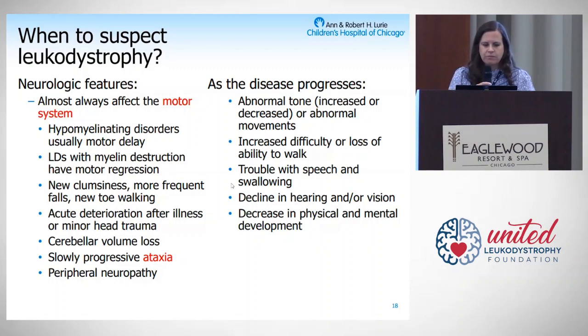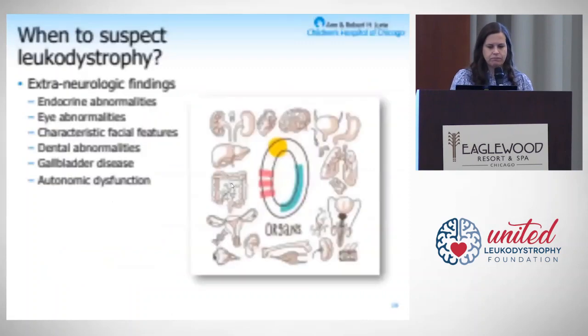And when we talk about motor symptoms, we talk about clumsiness, spasticity, more frequent falls, toe walking. You can have deterioration after illness. The cerebellum, or the back part of the brain that controls balance and coordination, can also be affected, so people can have ataxia. And then we talked a little bit about peripheral neuropathy. And as the disease progresses, people can have abnormal tone, abnormal movements, increased difficulty walking, trouble with speech or swallowing, problems with vision and hearing, and then decrease in physical and mental development.